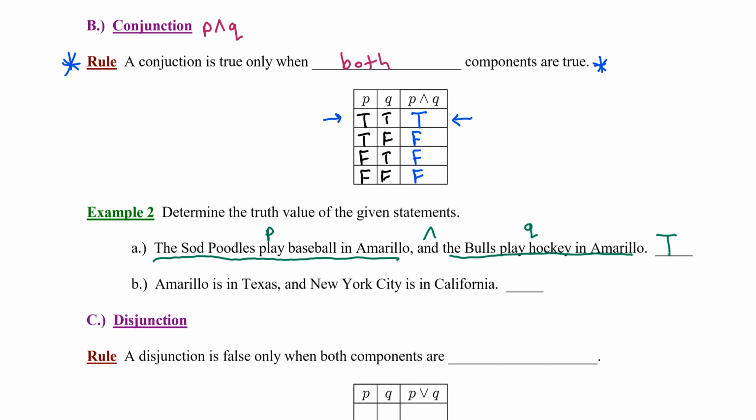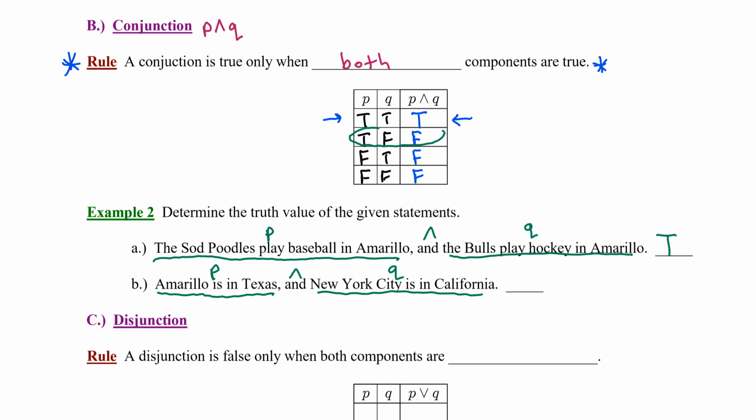Let's look at the next example, B. Amarillo is in Texas and New York City is in California. Now, if you hear that, it pricks your ears and catches your attention because there's a contradiction there, right? It says Amarillo is in Texas. We can call that statement P. Statement P is true. Now, the second half of this compound statement, New York City is in California. Well, calling that statement Q, that is definitely a false statement. So these two statements are joined by the word and. So P is true and Q is false.